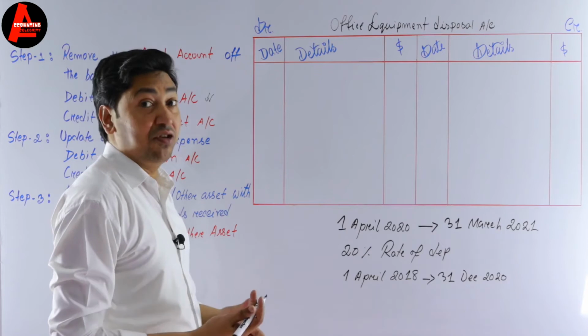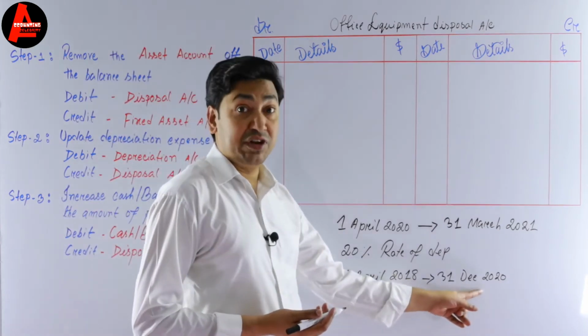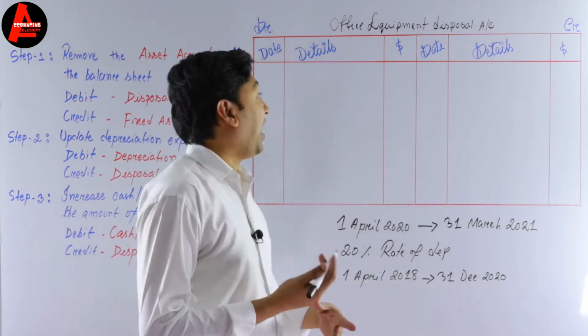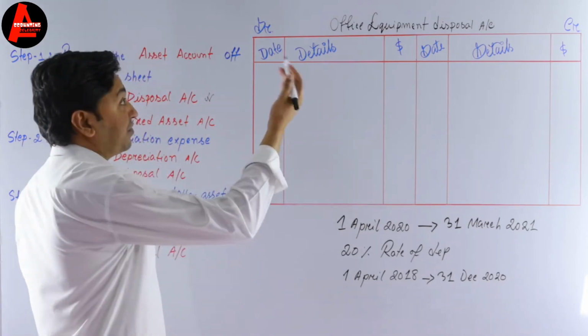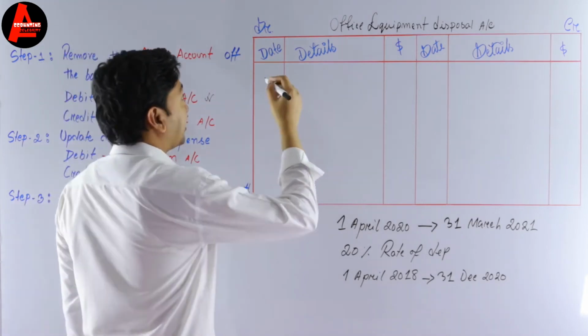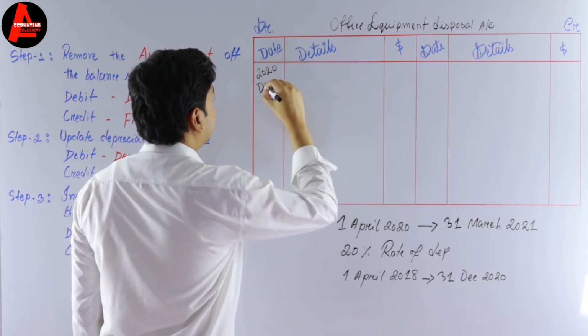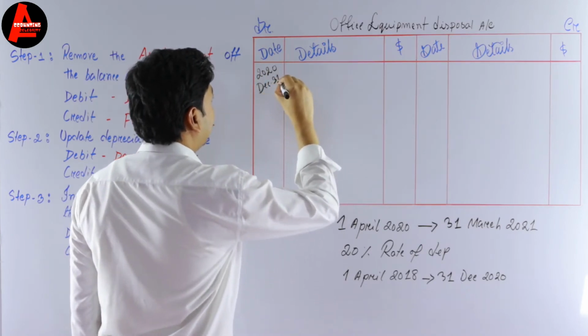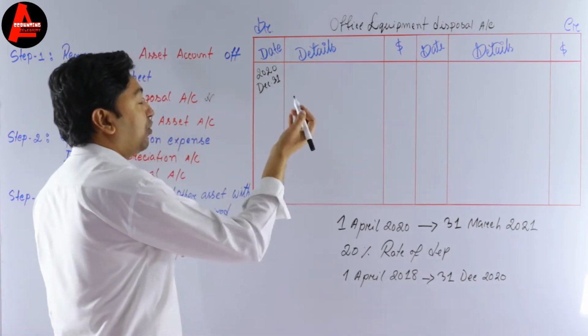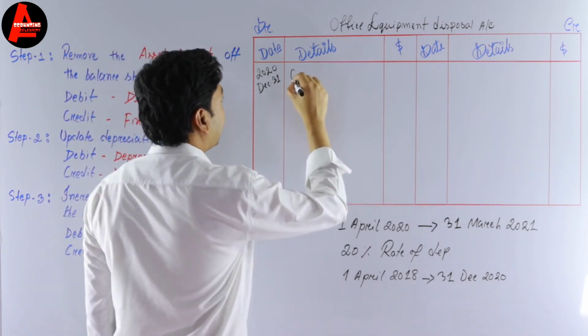Okay, so date will be 31st December 2020. On this date the asset is sold, means the office equipment is sold. Okay, so let us write here date first, 2020, here December 31st. Okay, so what to write here? We will write here office equipment.